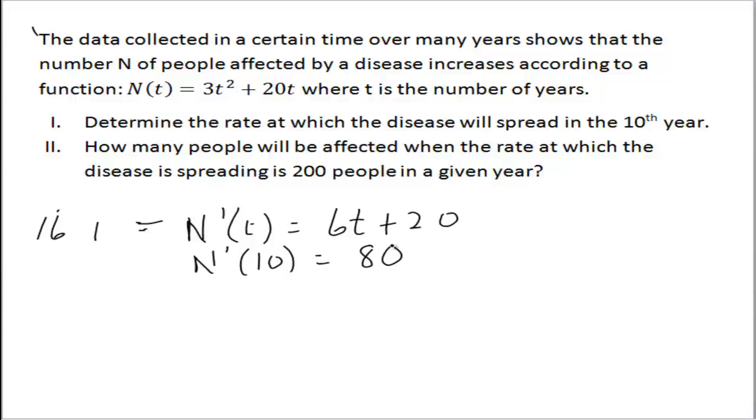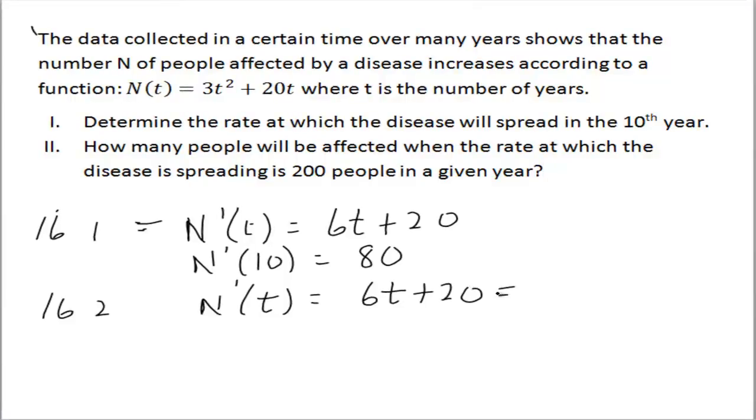16.2: how many people will be affected when the rate at which the disease is spreading is equal to 200? So what we're looking at is equating that to 200, and then you'll find that 6t is equal to 180, t is equal to 30.